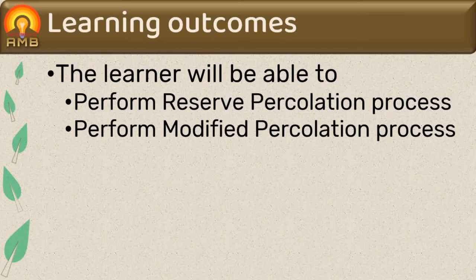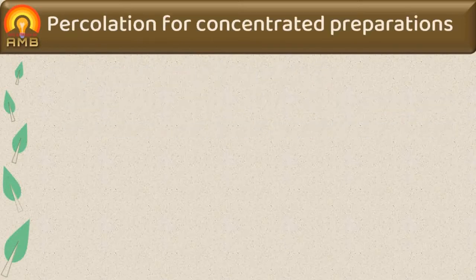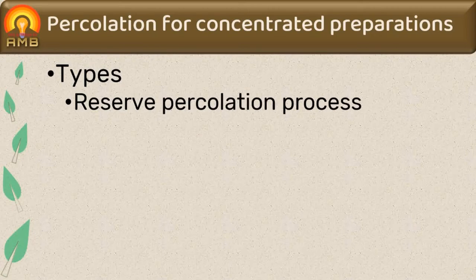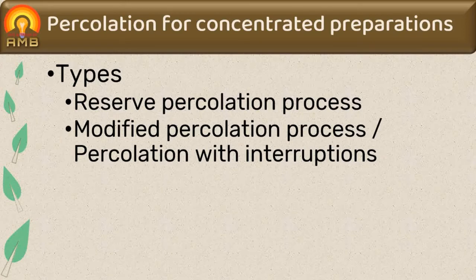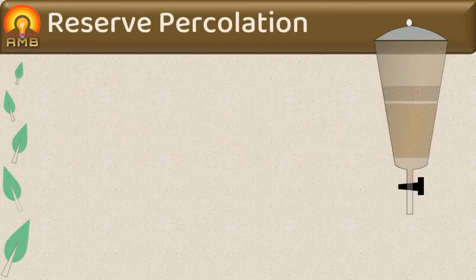Now we will discuss the next type of percolation process, that is percolation for preparation of concentrated preparations. To make concentrated preparations, we have to make some changes in the percolation process. There are two processes of percolation used for preparation of concentrated preparations: reserve percolation process and modified percolation process, which is also called percolation with interruptions. Let's discuss these types one by one. First, we will discuss reserve percolation process.